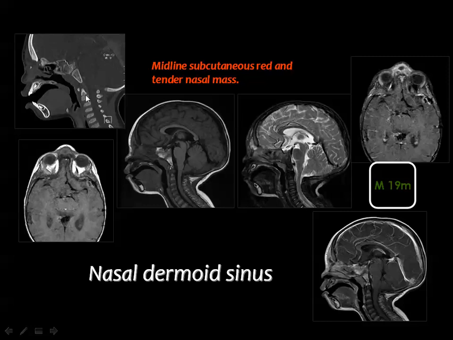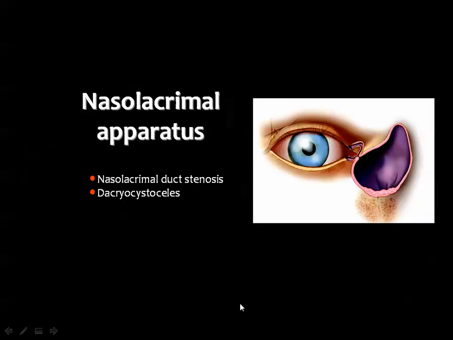By CT, this is a sagittal reconstructed image, and you can see the defect at the region of the lesion. And by MRI, you cannot see fat, you see only fluid. This is T1 and this is T2. After injection of contrast, if you get marginal enhancement, and this is the abscess or the inflammatory tissue, then you know that this is an inflamed lesion. Then we came to the nasolacrimal apparatus.